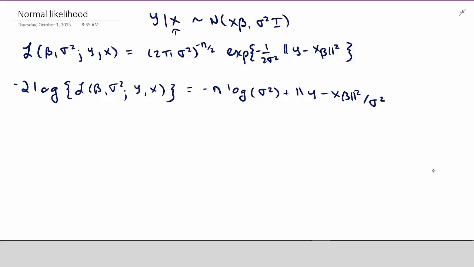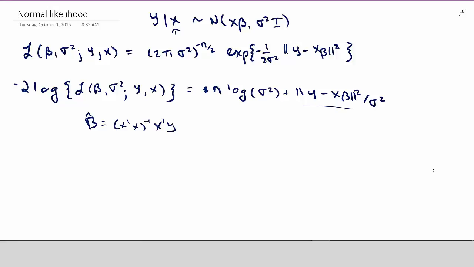So that's minus twice the log of the likelihood. Now notice, I don't have a negative there because I multiplied by minus twice. So I want to minimize this quantity to obtain the maximum likelihood estimates. If I minimize this quantity with respect to beta, I'm going to minimize this expression overall. And that's just the least squares criterion. So I get beta hat is equal to x transpose x inverse x transpose y.